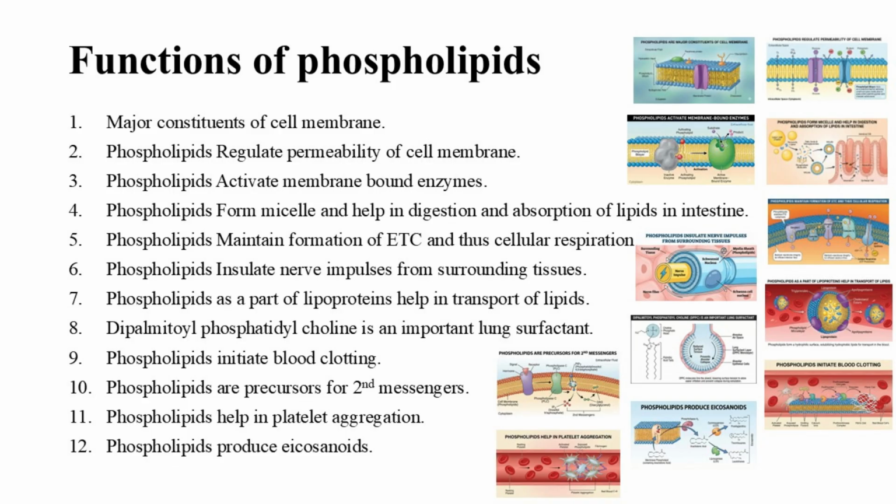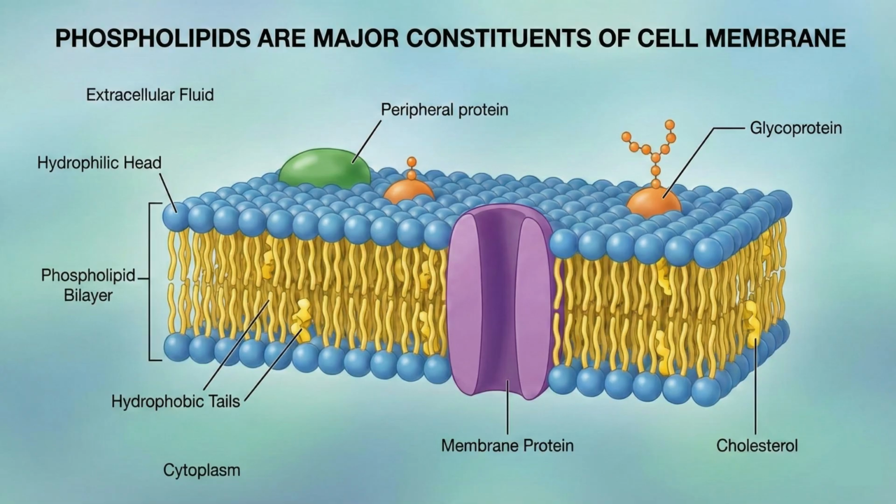Let's dive in. Function number 1 is the classic role. Phospholipids are the major constituents of the cell membrane. Because they have a water-loving head and a water-fearing tail, they automatically arrange themselves into a beautiful bilayer. This forms the fundamental boundary of every single cell in your body.